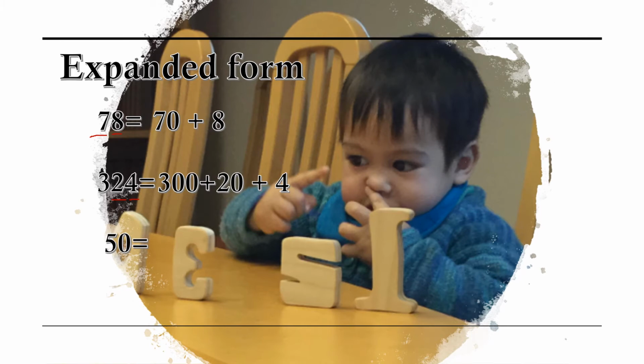Next, we have 50. 5 in this number is in the tens place, so it's worth 50. And 0 is in the ones place, so it's worth 0. So we're going to write it this way: 50 plus 0. In writing standard form, we just stretch out the number. Got it?